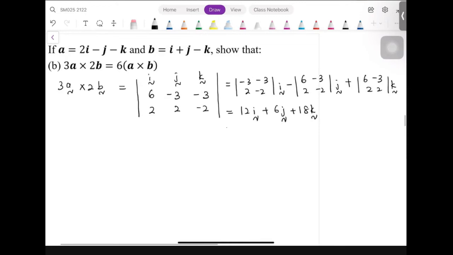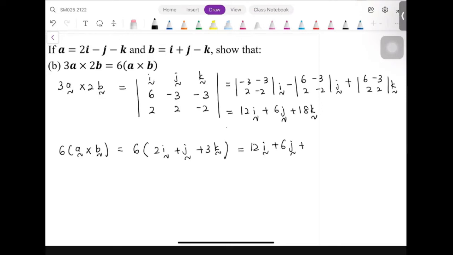Alright, settled with the first one. Next, we have to find 6 times vector A cross B. As we already found vector A cross B from the previous part, we just substitute it. Vector A cross B is basically 2I plus J plus 3K. Simplify this, we will get 12I plus 6J plus 18K. And let's check it out. Yes, our answers in this part are also the same. So we can conclude now that 3A cross 2B is the same as 6 times A cross B.